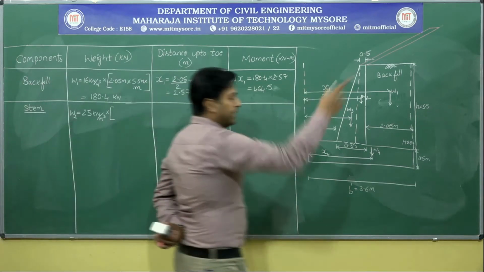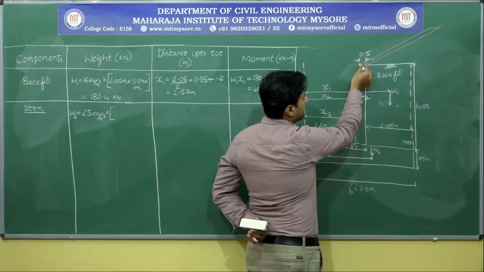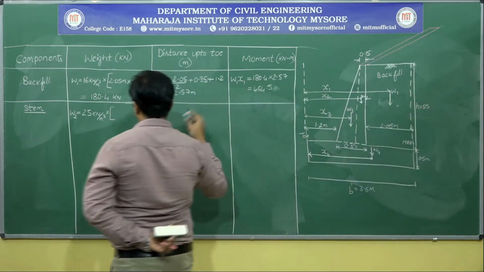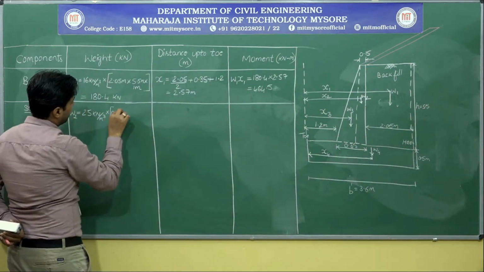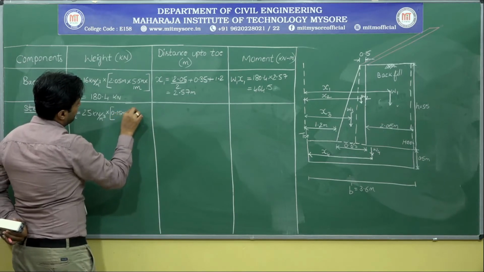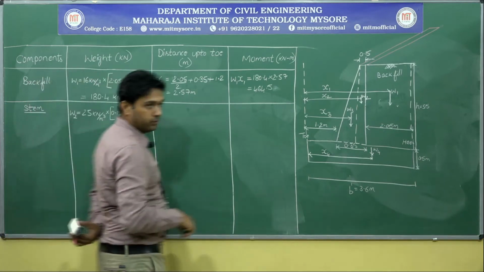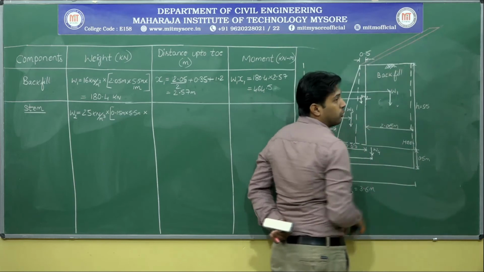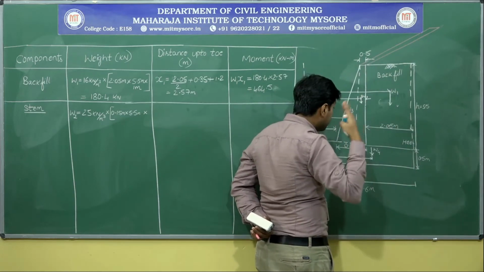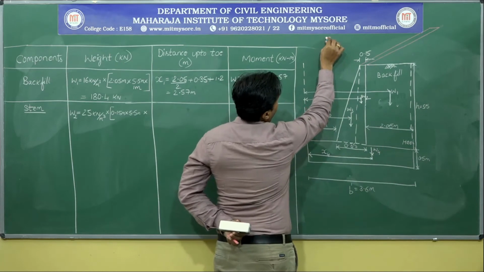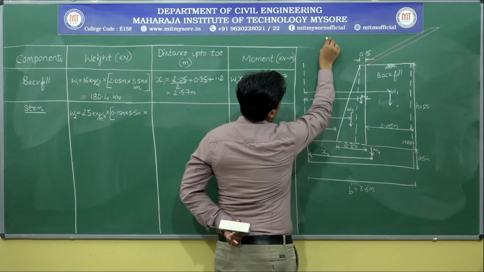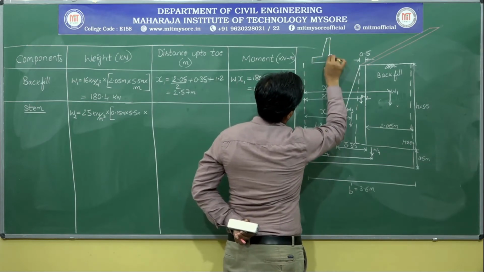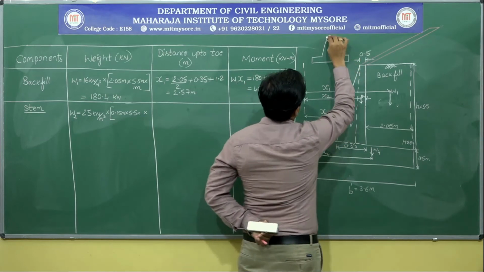So density of concrete 25 kilonewton per meter cube into breadth into depth into length. Breadth is how much? It's 0.15 meter. Depth is 5.5 meter. So it is 0.15 meter into 5.5 meter into, observe here, it will be going in this pattern throughout. Just imagine the 3D diagram. I want everyone to concentrate. I will try to draw the 3D diagram of it.